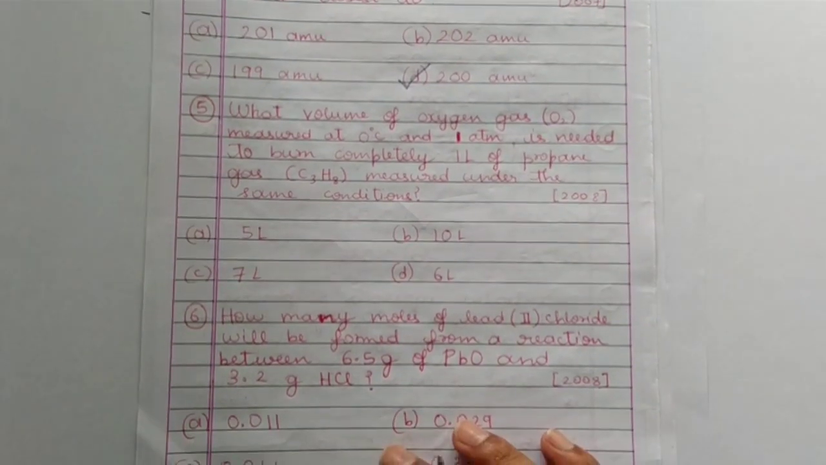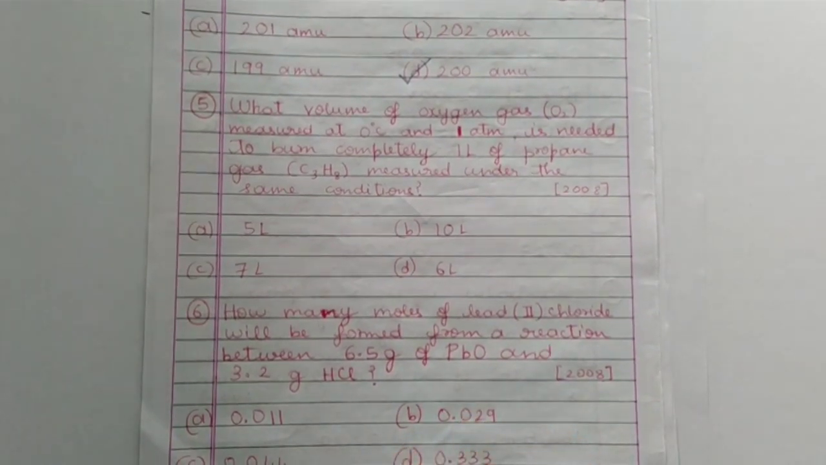Question 5. What volume of oxygen gas measured at 0 degrees Celsius and 1 atm is needed to burn completely 1 liter of propane gas, C3H8, measured under the same conditions?